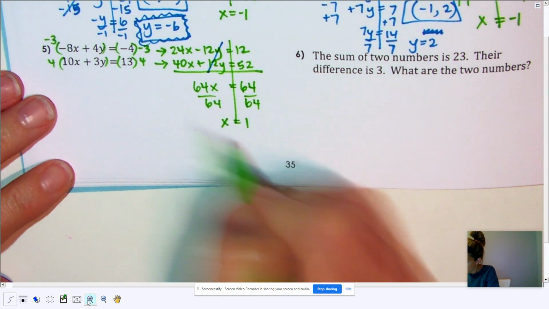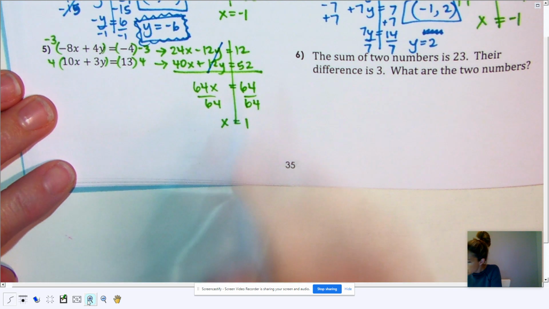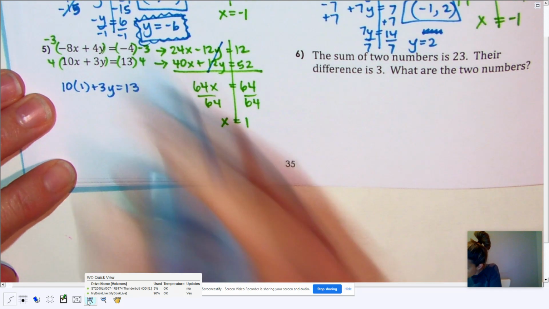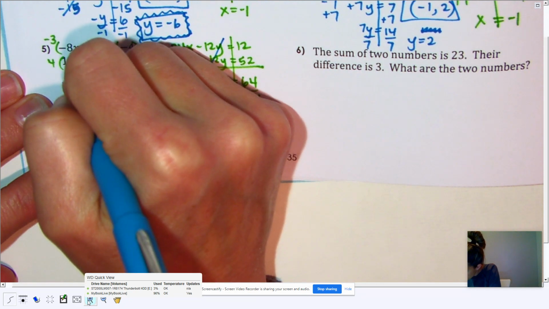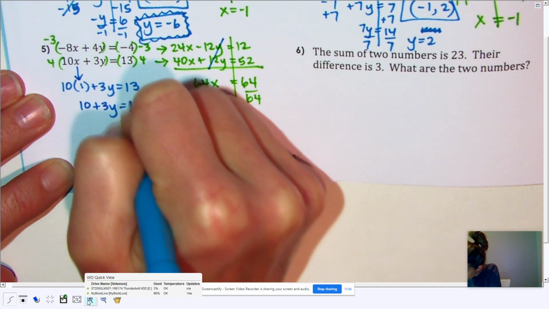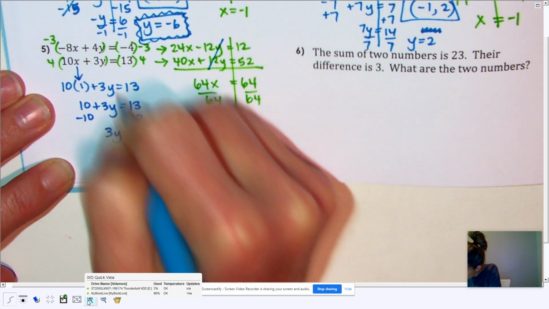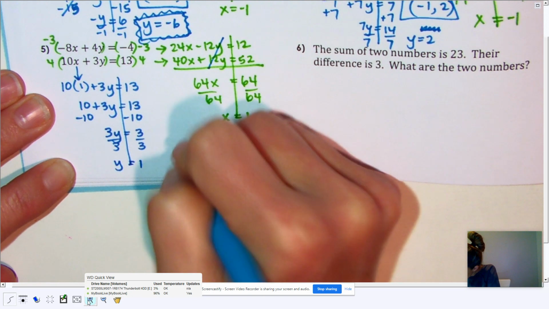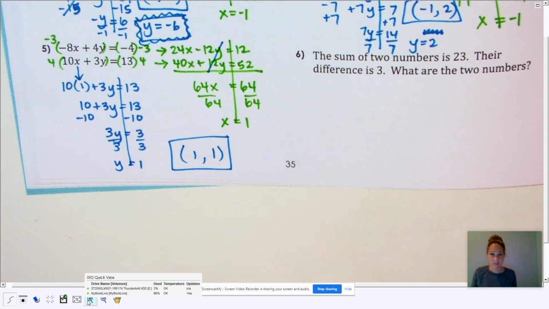Now I'm going to plug that back in. I'm going to go for this bottom one just because everything's positive, but you could plug it into either equation. So I'm going to go 10 times 1 plus 3y equals 13. The 1 I got from there, I just put in for the x. Okay, so I know what x is. Instead of writing an x, I'm going to plug in the 1. 10 times 1 is 10 plus 3y equals 13. Take away the 10 on both sides, so 3y is equal to 3. And then divide by the 3 on both sides, so y is equal to 1. The answer to this one is 1, 1. Kind of looks like a smiley face there, minus the smile.